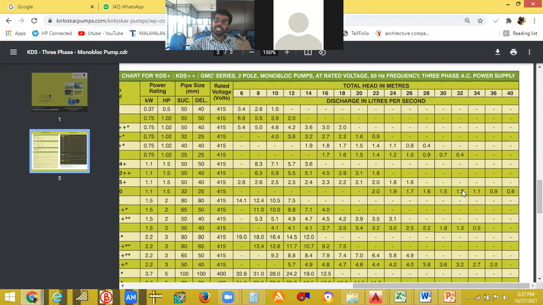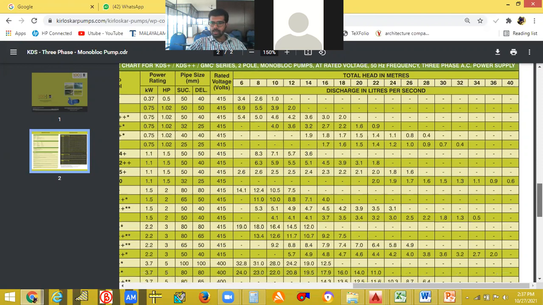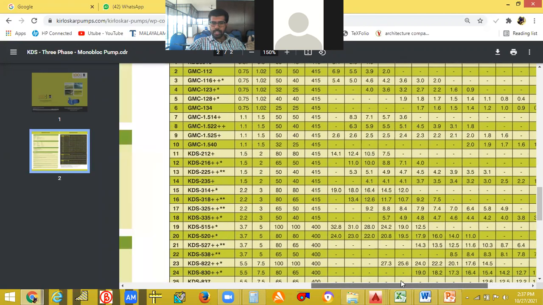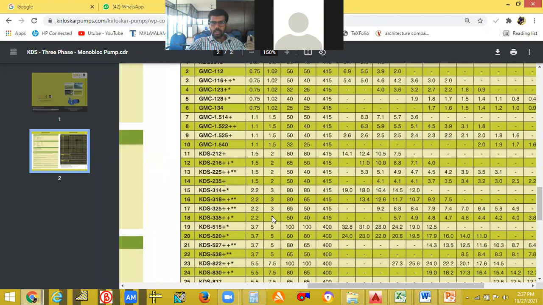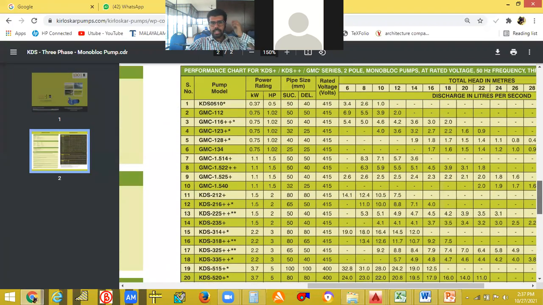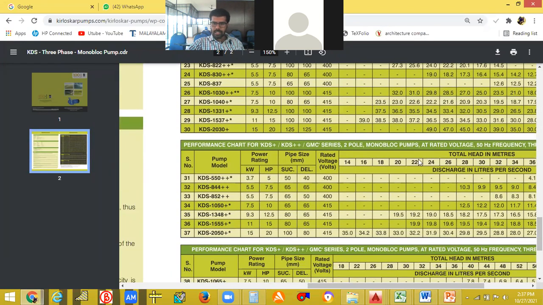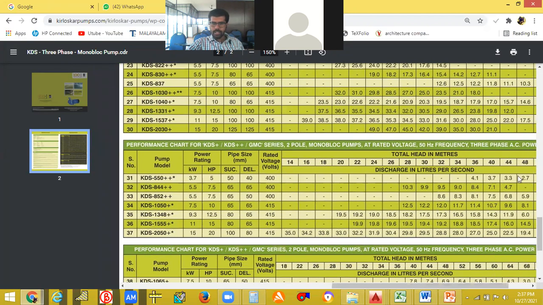So if you want to store the water within less time than this, you have to go for the higher capacity. So you can go even to this 3.2, which is 3.2 liter per second. But what happens? The capacity will be increasing. For 1.52, you have to give it how much? 3 HP. Okay, instead of 1.5 HP, you have to go for 3 HP. Okay, so this is the way that you can select it. The total head will be given here, discharge will be given here, and pipe size will be given here.